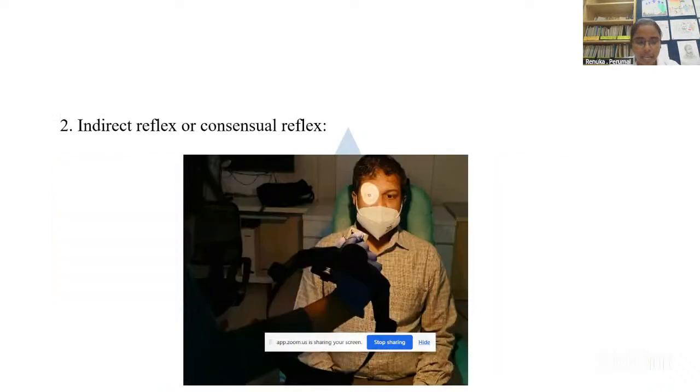So next is the indirect light reflex. Here there will be a reaction of the pupil in the opposite eye when the light is shone in one eye. We keep the patient in the same position, still fixating on a distant target. Same procedure: shine the light in only one eye, then observe the other eye's pupil. The pupil of the opposite eye should always constrict simultaneously. This indicates the reflex is an indirect or consensual reflex.